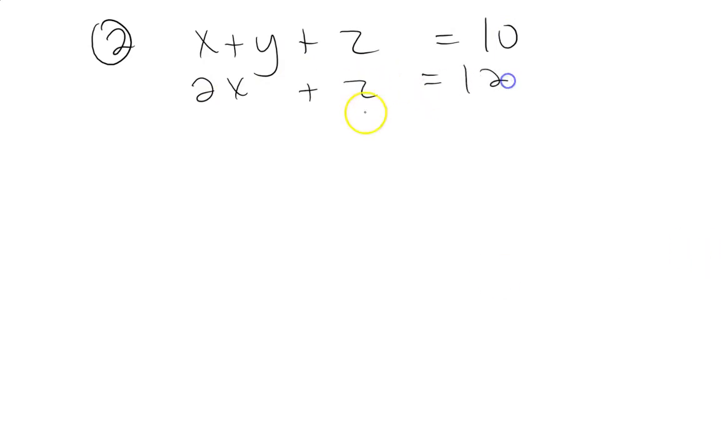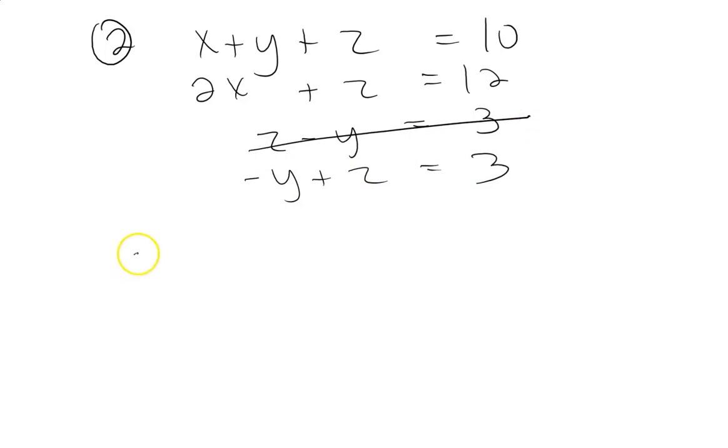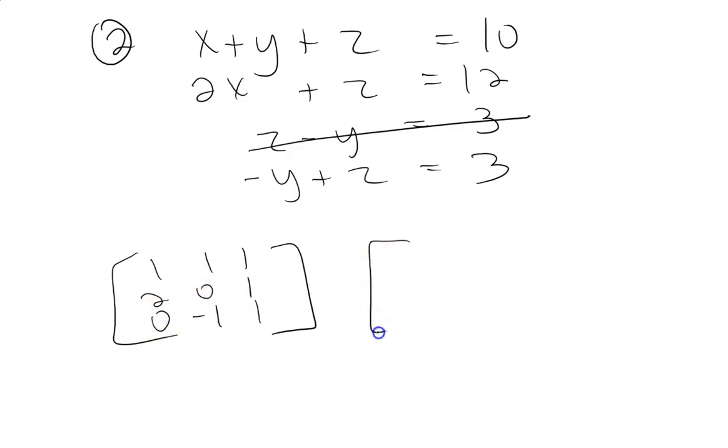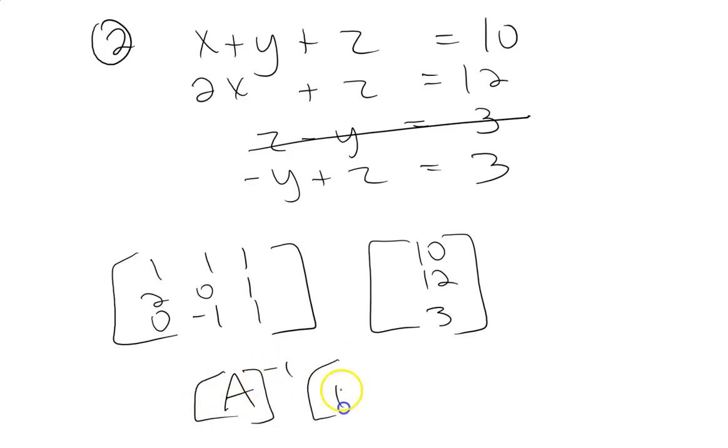So this is number 2. And it's x plus y plus z equals 10. 2x plus z equals 12. And z minus y equals 3. Okay, so first I'm going to switch this one and do negative y plus z equals 3, just so that it's in the right form. Matrix A is going to be 1, 1, 1, 2, 0, 1, 0, negative 1, 1. Matrix B is going to be 10, 12, 3. In your calculator, you're going to enter these and do A inverse B.